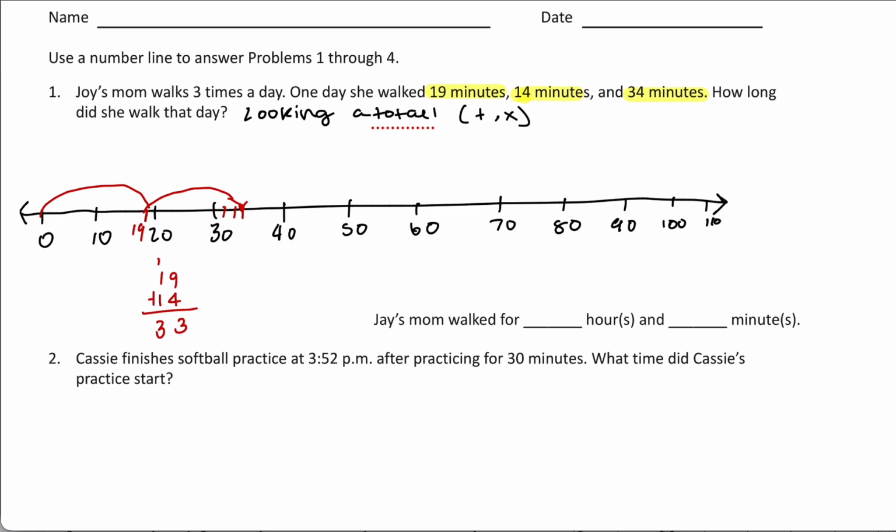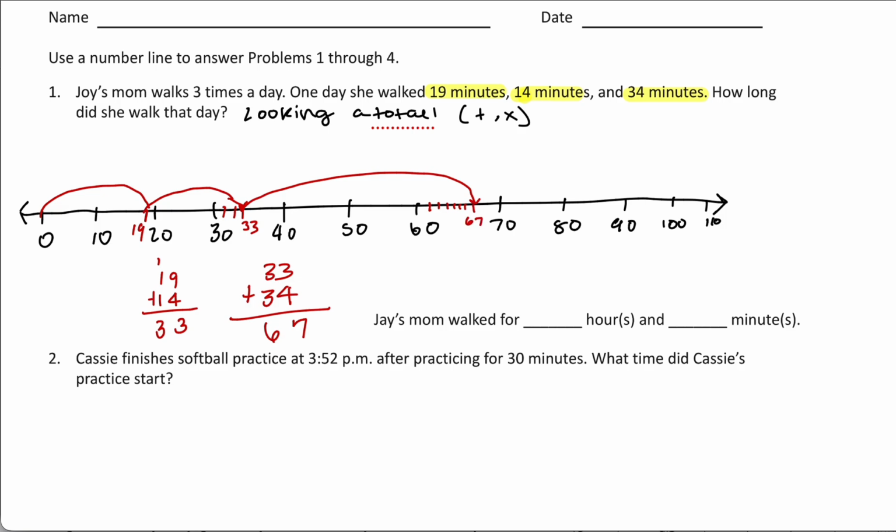Okay, so 34 minutes, so I'm going to do 33 plus 34. I know that 3 plus 4 is 7, and 3 plus 3 is 6. So now I'm going to jump from 33 all the way to 67, which will be right there. 1, 2, 3, 4, 5, 6, 7.